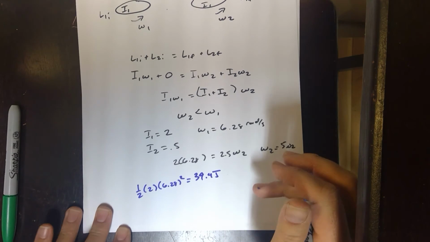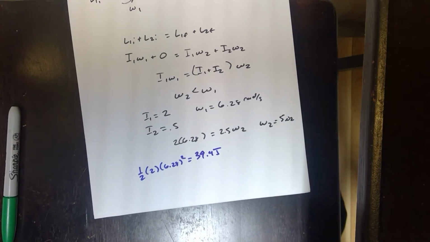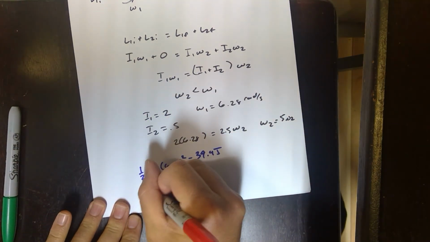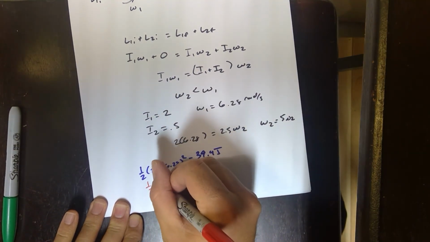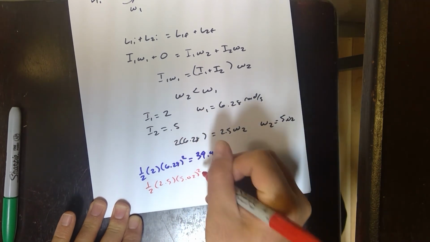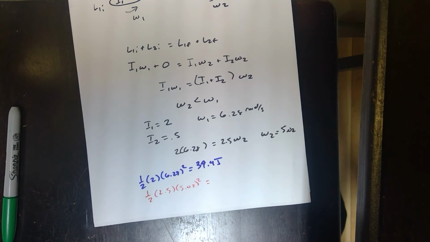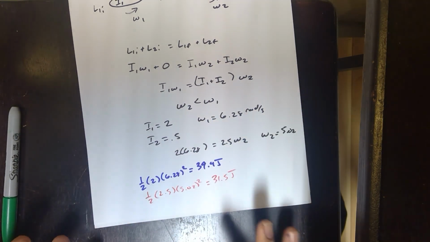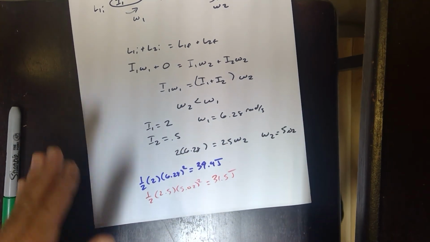After that, we'll do the final kinetic energy, which you could combine both of them. You can do them individually. It's up to you. It'd be 1/2 times the combined 2.5, times 5.02, which is the angular velocity, squared. So 1/2 times 2.5 times 5.02 squared, and we get 31.5 joules. So we have lost kinetic energy in this particular interaction.